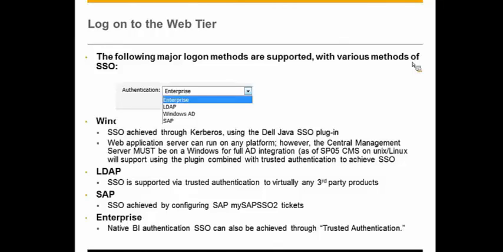The following major logon methods are supported: Enterprise, LDAP, AD, and SAP. So if you launch any of your BI applications, BI Launchpad, Open Document, you're going to typically have these types of authentications available. The Enterprise is an accounts database built into the BI system where you can basically manage any account you want, create any account you want. LDAP we use to integrate with customers that are using LDAP servers as their primary accounts database, or a lot of times it's used for customers that are running on a Unix or Linux platform.